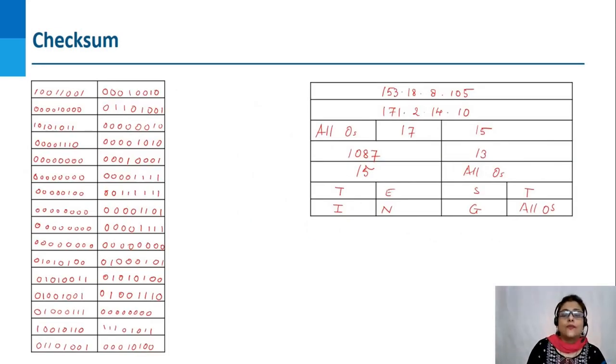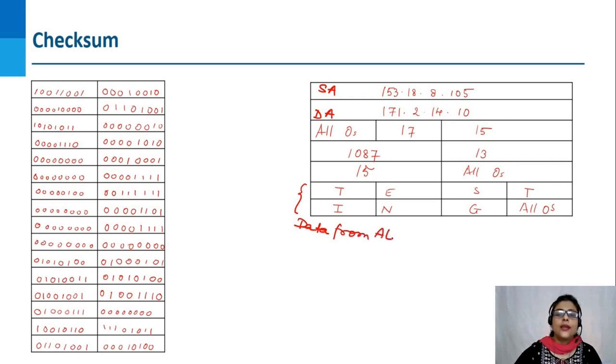Let's understand checksum with the help of this example. As given here, this is the source address, this is the destination address, and all other fields as given in the previous slide. This is basically the data part coming from the application layer and all other necessary fields. So how do you write? We basically divide the address into 16 bits. So for the source address, the first 16 bits will go here. So 153.18 will go here. Then the next 2 bytes, 8 and 105, go here.